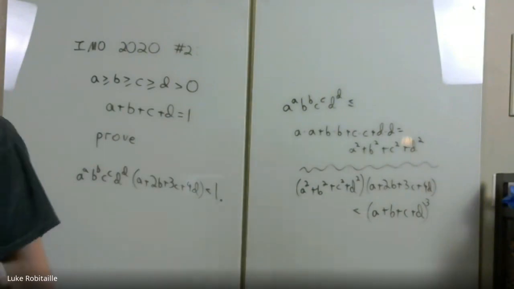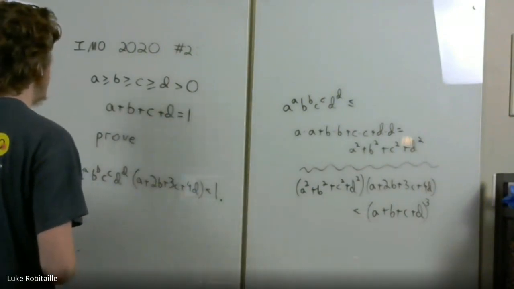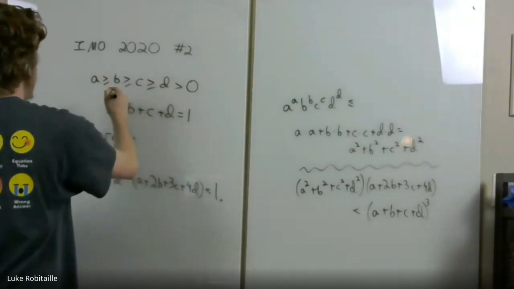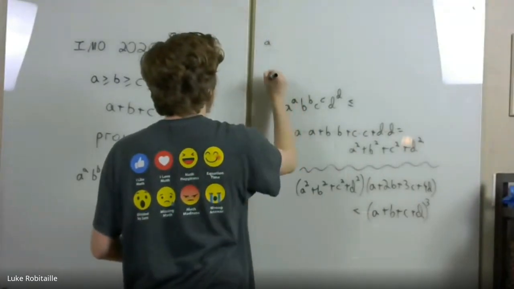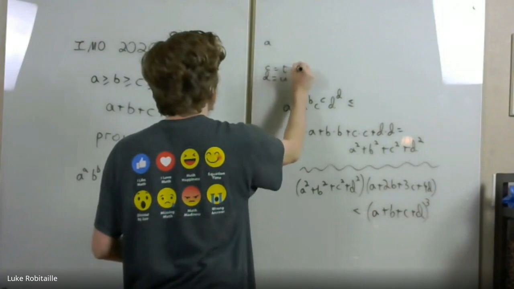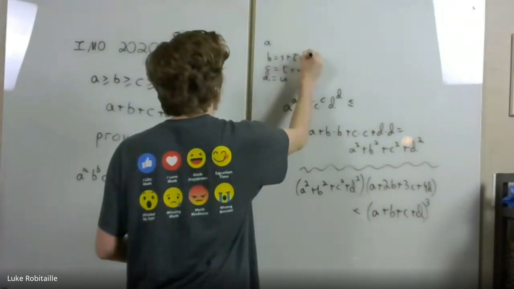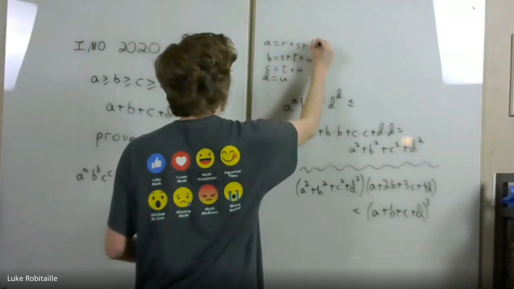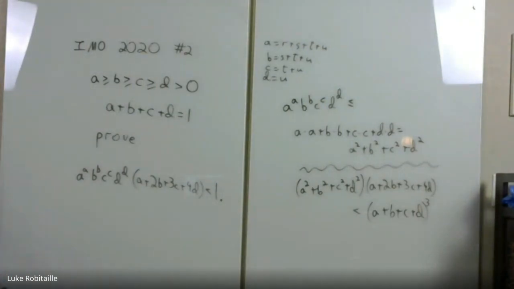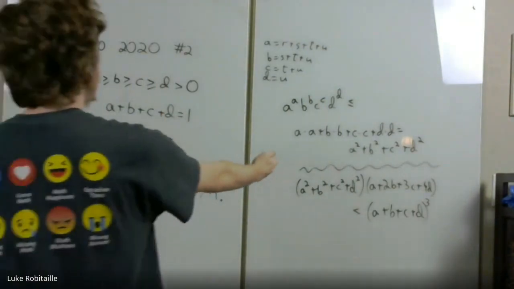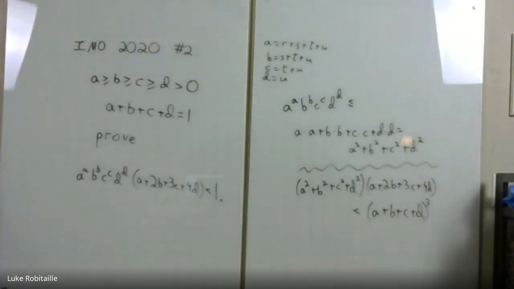Another way you can finish from here more systematically is to plug in new variables for the differences. If we reparameterize them as d equals u, c equals t plus u, b equals s plus t plus u, a equals r plus s plus t plus u, then we know that r and s are non-negative and u is positive. Then you can plug them in, expand it, and hope that the coefficients do what you want them to. Indeed, you can solve the problem this way. This is actually how I solved the problem on the IMO.